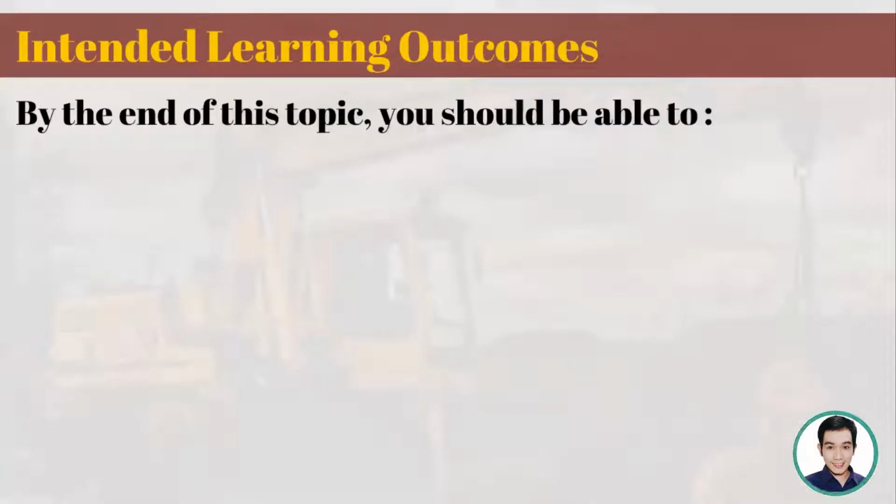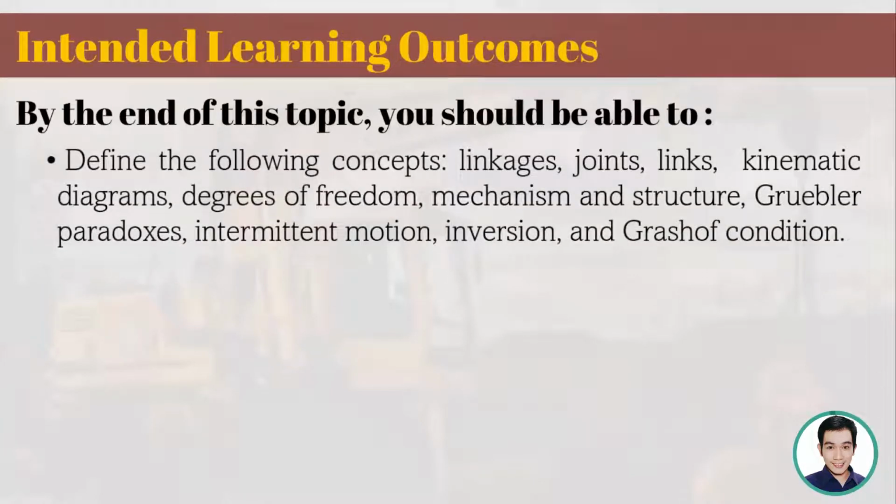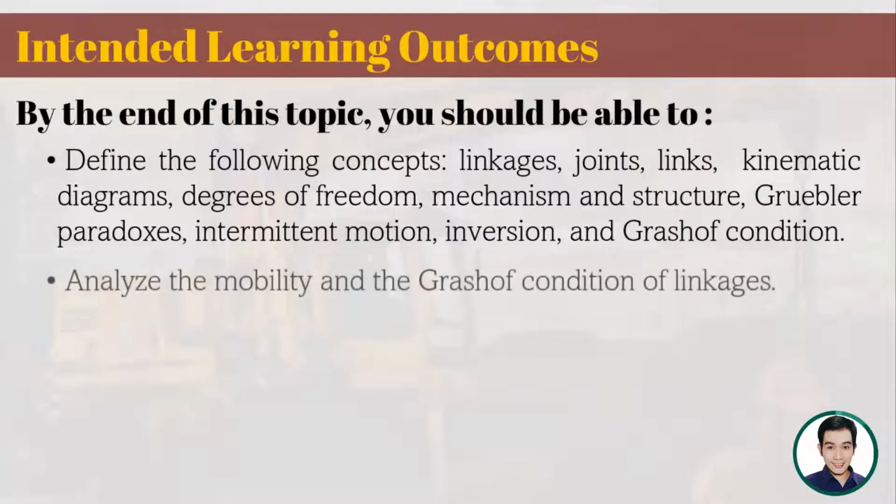By the end of this discussion, you should be able to define the following concepts: linkages, joints, links, kinematic diagrams, degrees of freedom, mechanism and structure, Gruebler paradoxes, intermittent motion, inversion, and the Grashof condition.